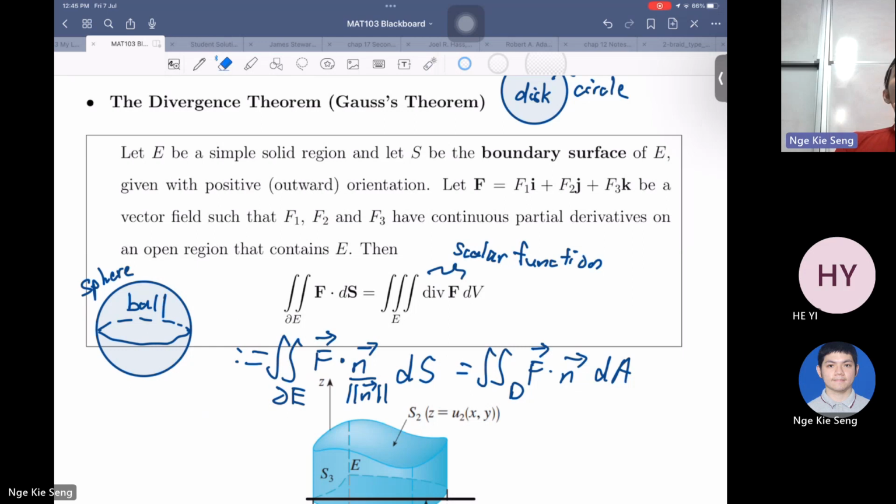If you want to compute the volume of a solid, you need to make small rectangles to approximate your volume. So this is a small rectangle to approximate the contribution of your vector field. Can you see?